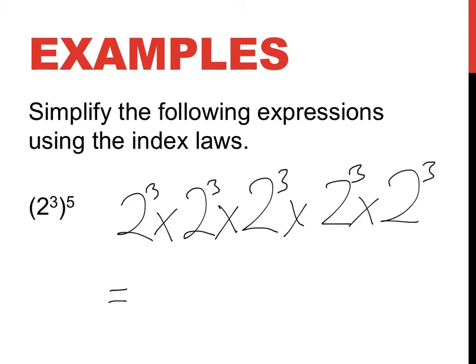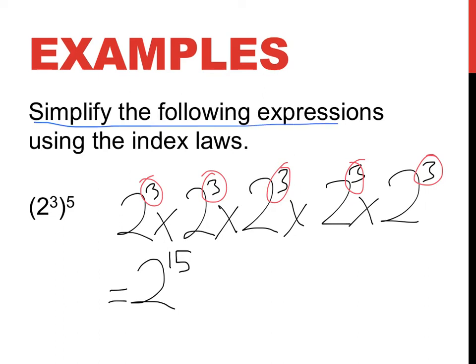We learned in the last tutorial that if my bases are the same, I simply add the indices. So that's 3, 6, 9, 12, 15. So an easier way to write this, or a more simple way, because again it's asked us to simplify the following expressions using index laws, would be 2 to the power of 15.